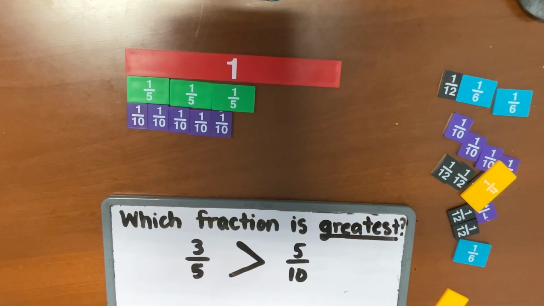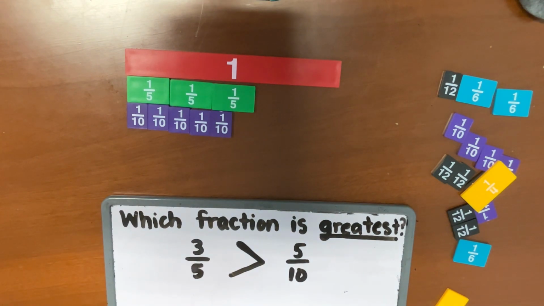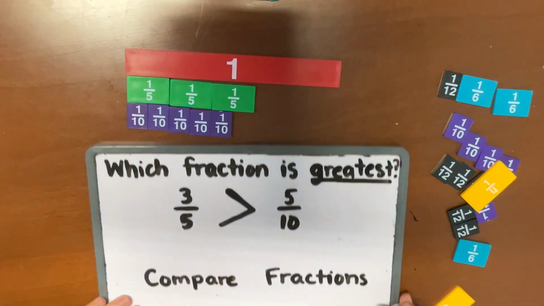How could you show that in a math model? Would you draw a diagram to show it or a number line? You choose and draw a model to prove which of these is greater. Pause the video here and give it a go. Okay, let's see how you did.